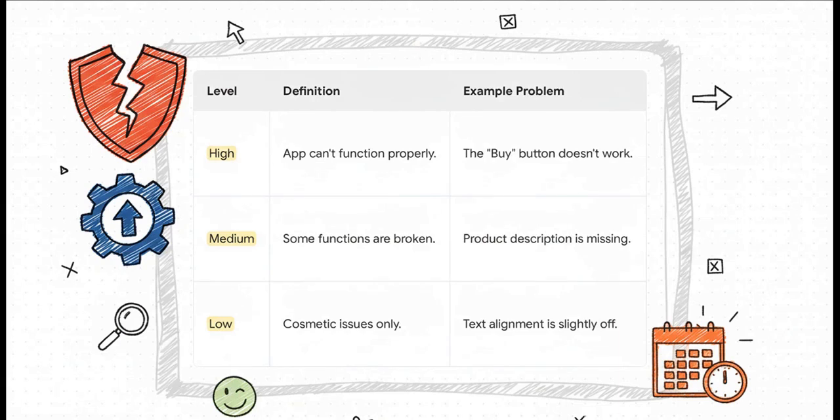Okay, so this usually gets broken down into 3 levels. You've got high severity, and this is a total showstopper. Imagine you're on a shopping app, and the buy button just doesn't work. Well, the whole point of the app is gone, right? Then there's medium severity. This is when some functions are broken, but not everything. So maybe the product description is missing. The app still works, you can still buy stuff, but it's flawed. And finally, low severity. And yep, this is our typo. It's just a cosmetic thing. It looks a little off, but it doesn't stop you from doing anything.